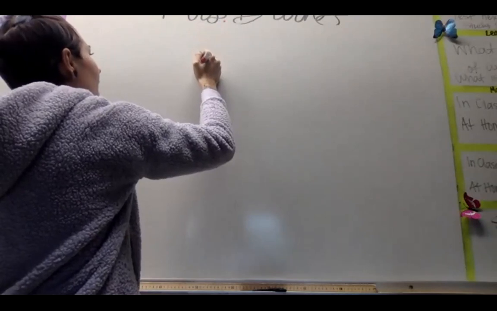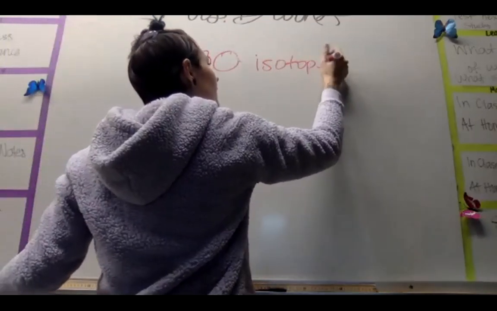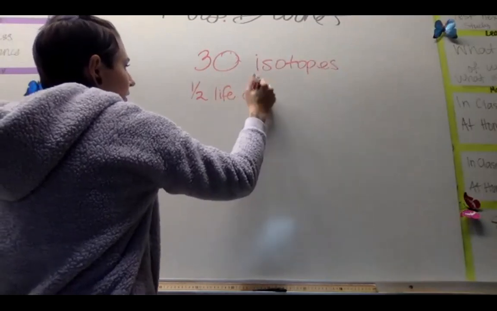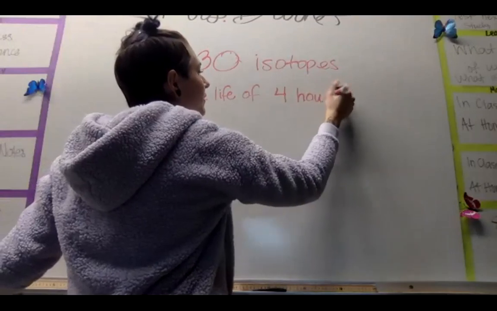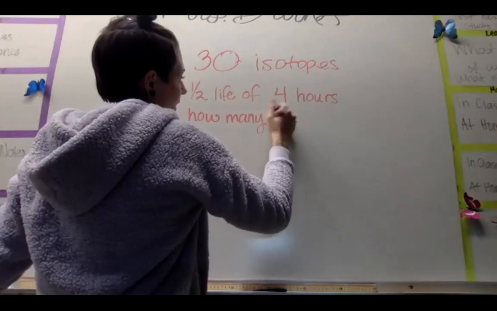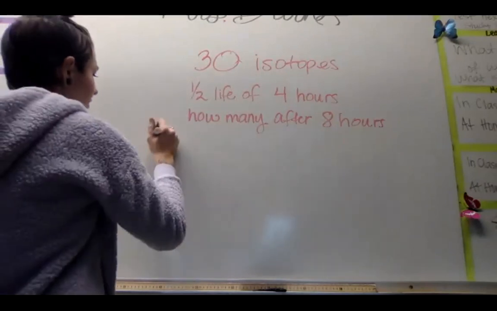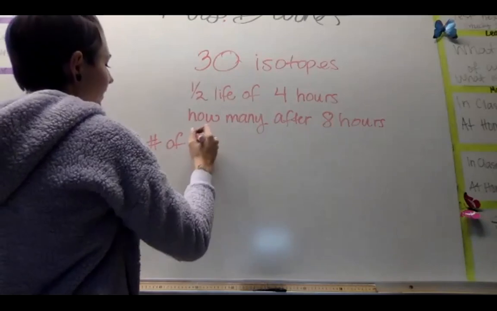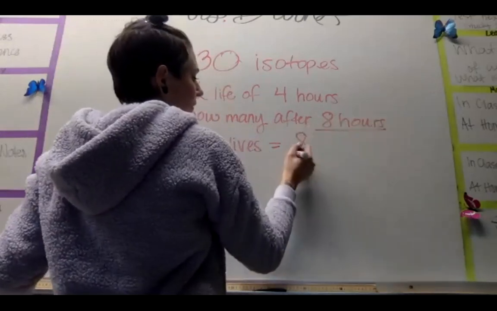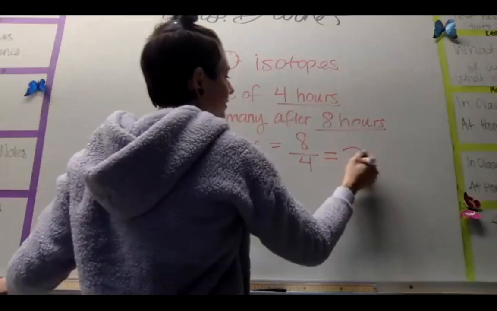Let's say that we'll have 30 isotopes. Let's say it has a half-life of 4 hours. And I want to know how many after 8 hours. So first thing I want to do is find the number of half-lives. So I divide my total amount of time, 8, by the length of my half-life, which is 4, which means I have, over the span of 8 hours, 2 half-lives.